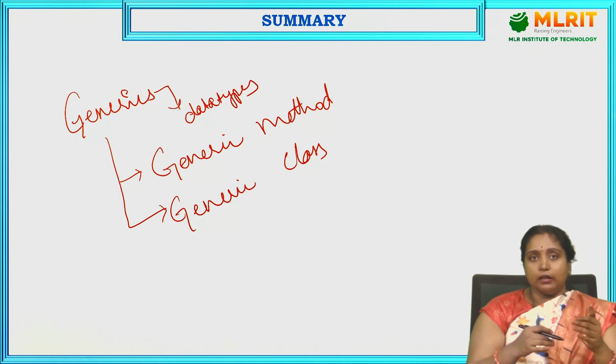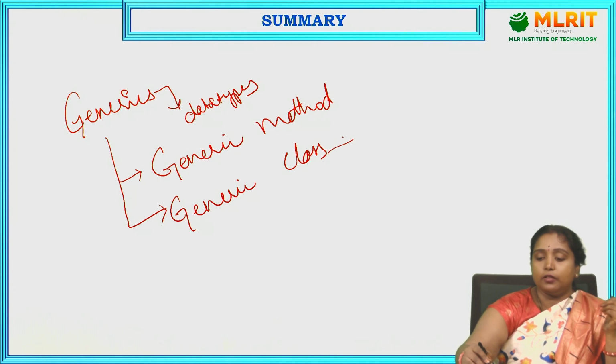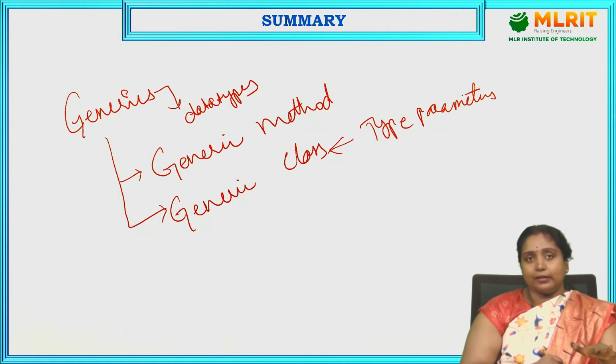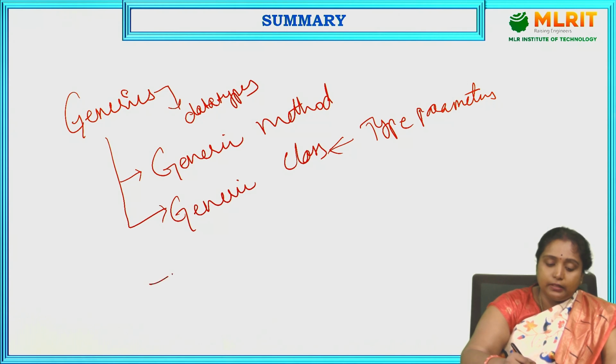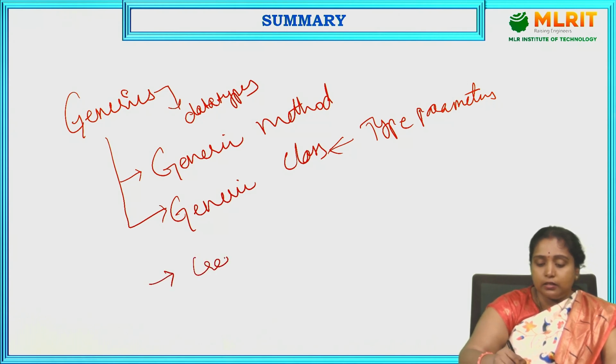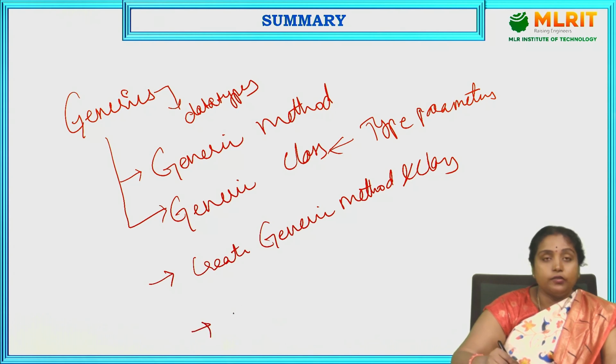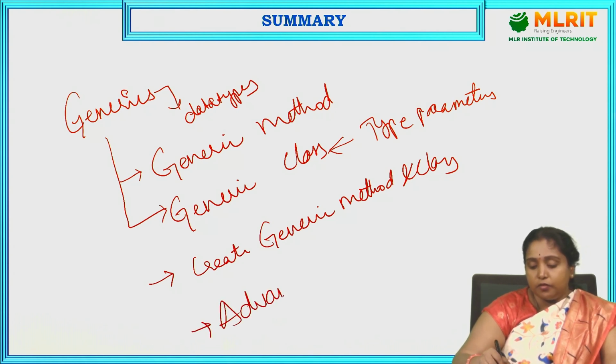We can use that using type parameters, and we can use the particular class, the complete program, using generics. You can supply any type of data that works with the code. And we have seen how you are going to create a generic method and generic class. And at last we have seen the advantages of generics.